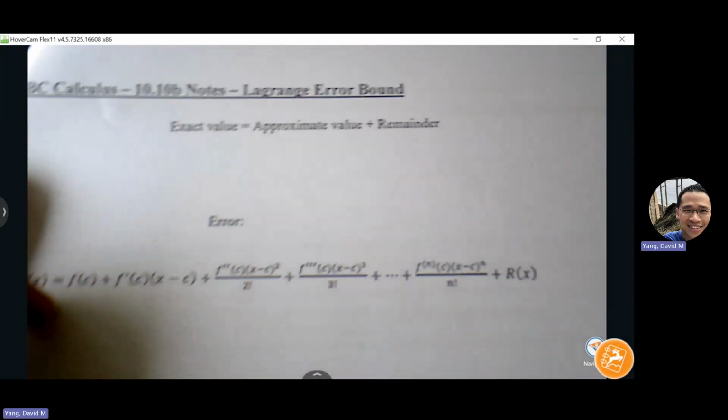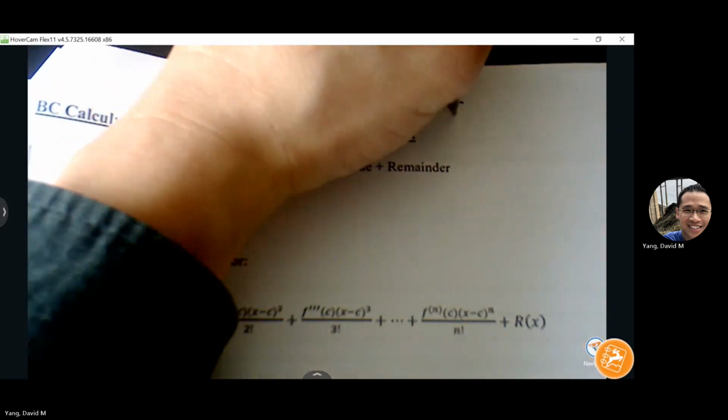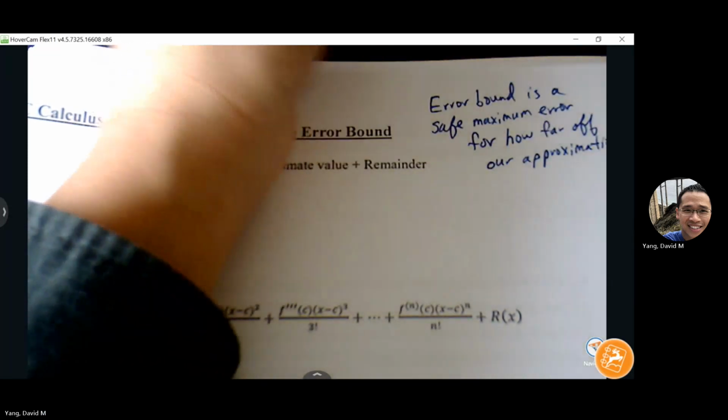Okay, so again, we know what error bound is. Error bound just means a safe maximum error for how far off our approximation is from the actual value.